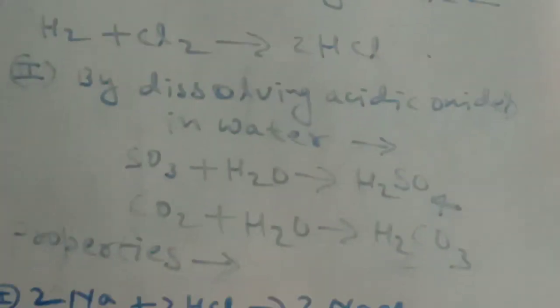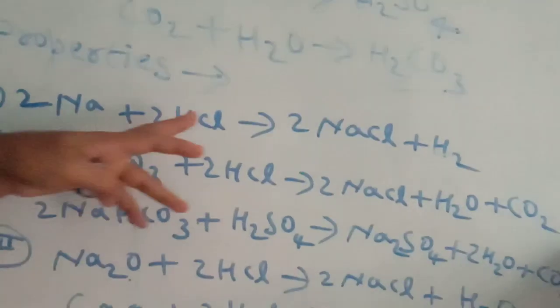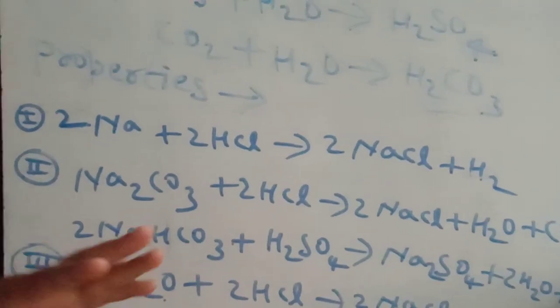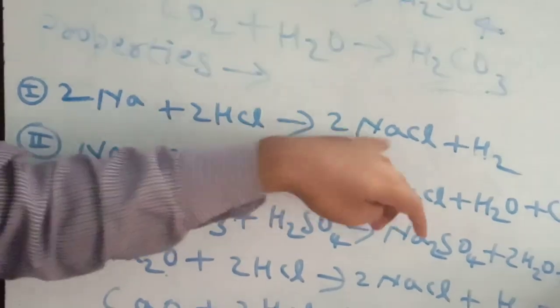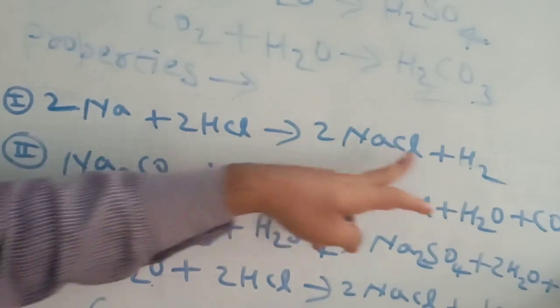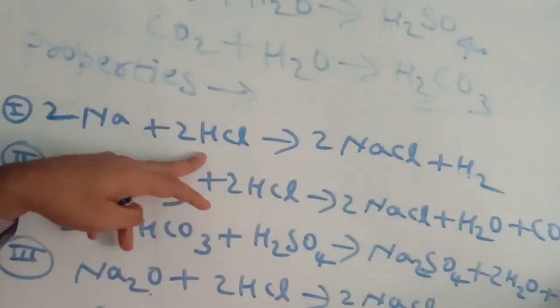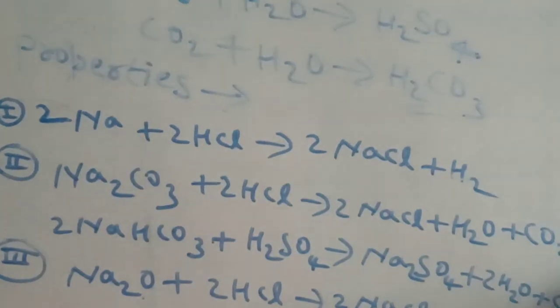Now listen, properties. I have mentioned the properties on the board, based on chemical reactions. First, all students, metal reacts with acid, then forms metallic chloride and hydrogen gas. It means salt and hydrogen. Sodium reacts with hydrochloric acid, then forms sodium chloride and hydrogen.